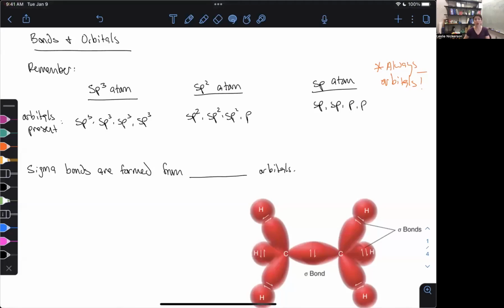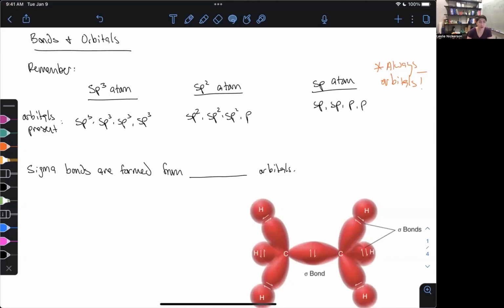Everybody, I'm going to talk a little bit about bonds and orbitals in this video. It really helps us to think about what bonds are making up a molecule, and what orbitals are making up those bonds. So this is going to be a rundown on the bonding and the orbitals that make up those bonds. And then in another video, we're going to talk about how to identify which orbital is actually responsible for making different bonds.